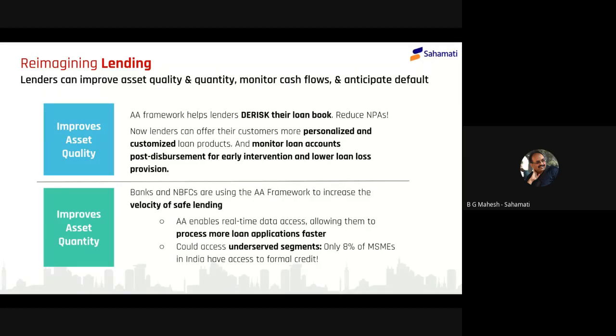So in real time, a lender will be able to figure out whether to give the loan or not. As of now, when you apply for a loan, it may take 15 days, 1 month, etc. So it will improve the quality.